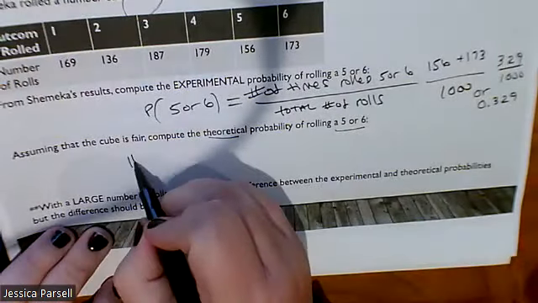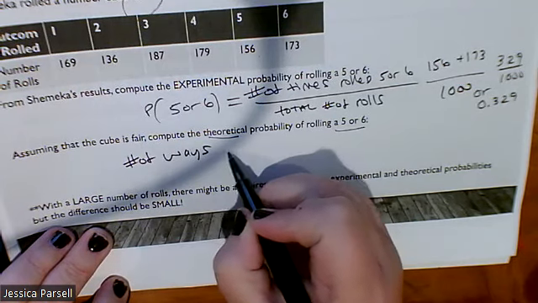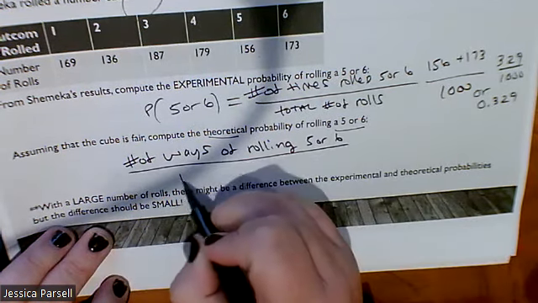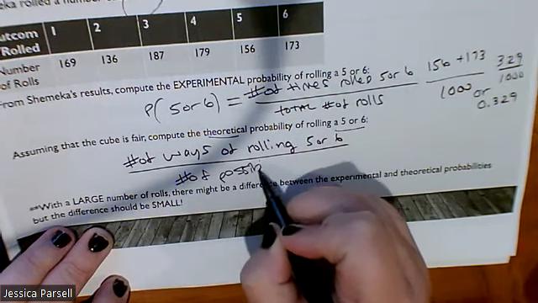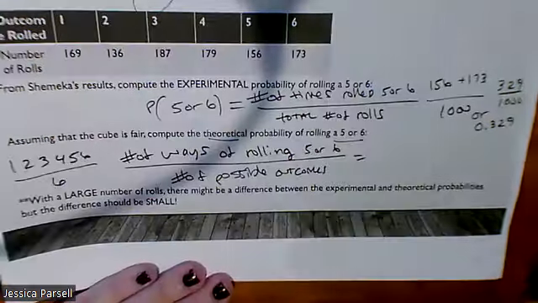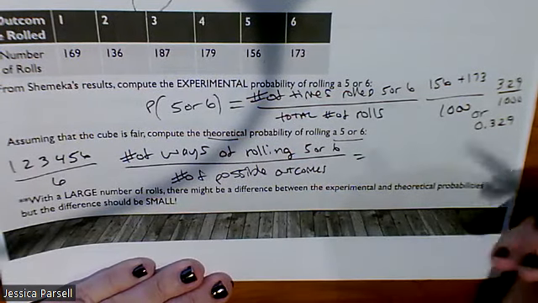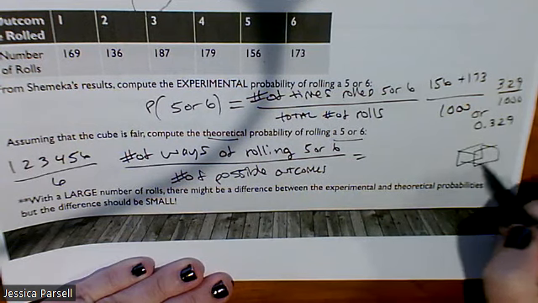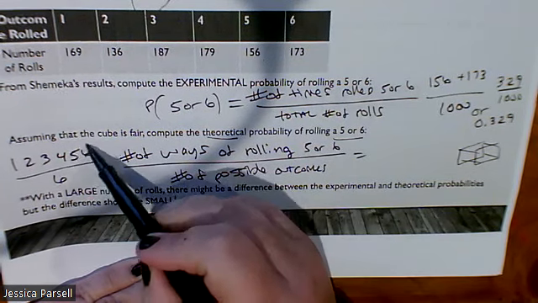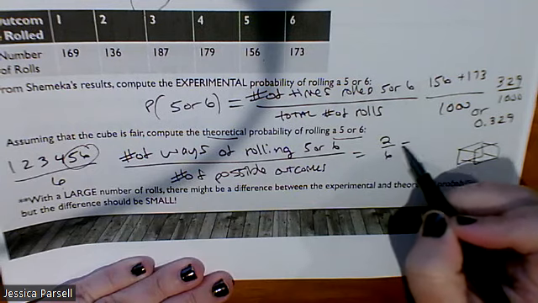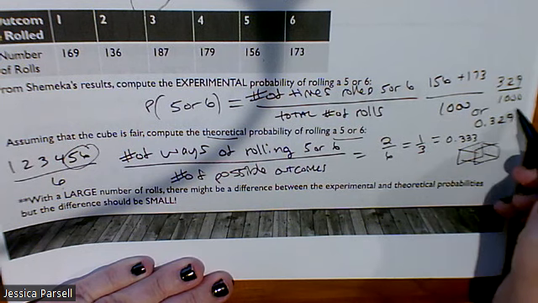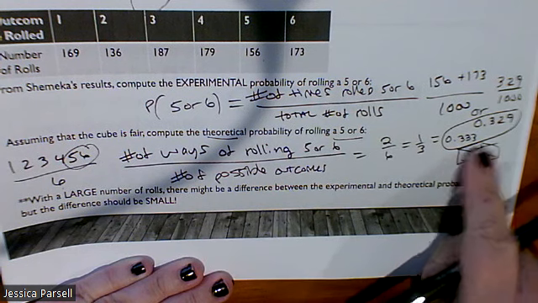Okay, so remember, it's the number of ways of rolling a 5 or 6 over the number of possible outcomes. So think about this die, right? You've got your little cube, you go and roll it. And the number of ways of rolling a 5 or 6 on a 6-sided die is just going to be 2 out of 6, which is 1/3. Okay, which, if we put this in our calculator, is 0.333, which, look how close the theoretical probability is to what Shamika actually got.